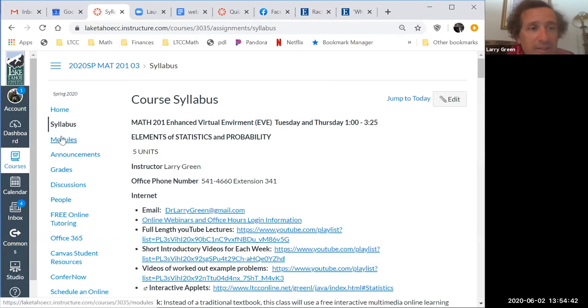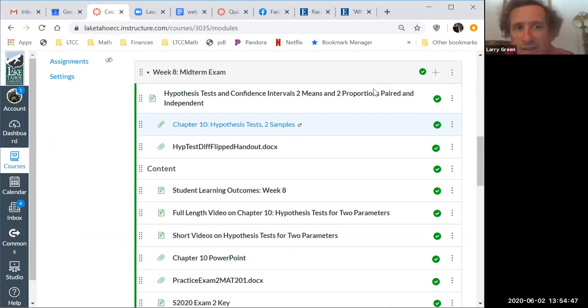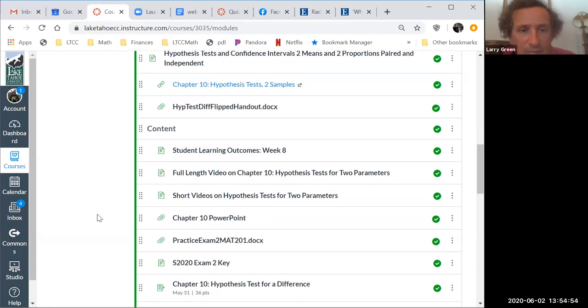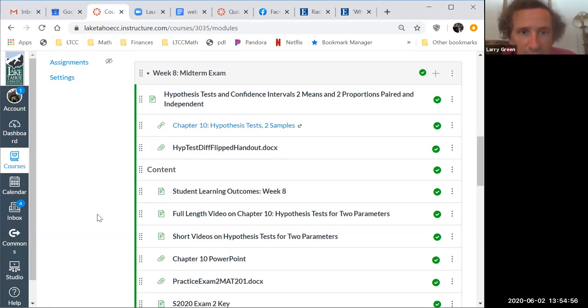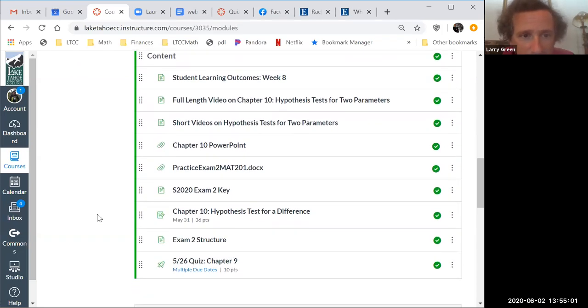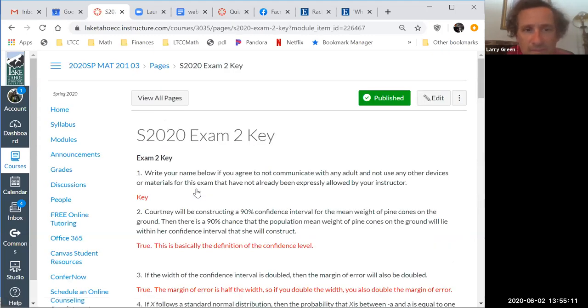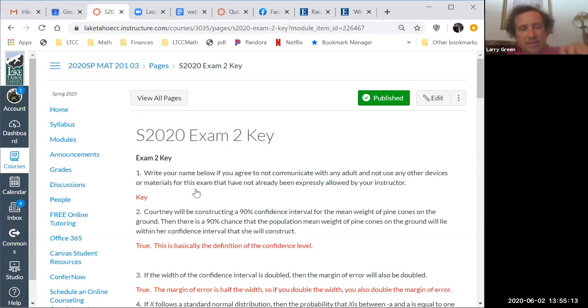So just note, I want to do it this way so I can show you. If you go to modules and you go to the week 8 midterm exam, because that's when you took the midterm, then you will see in there somewhere S2020 exam 2 key. If I click on that, it pops up the key. Any questions on how to find this?